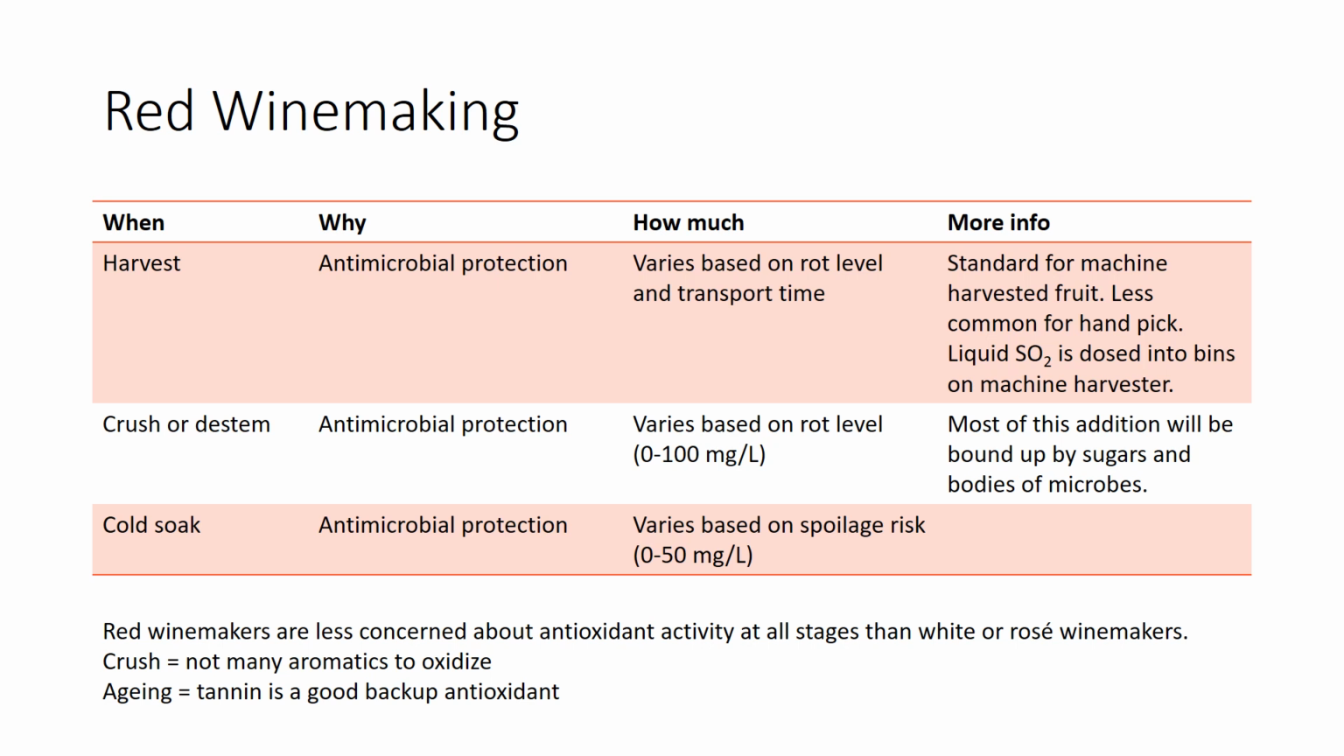In machine harvesting, especially in areas where we do have disease pressure, liquid SO2 can be dosed into bins on the machine harvester. The second stage is crushing or destemming, and again, this is for antimicrobial protection. The level that the winemaker can add is really based on the rot level.